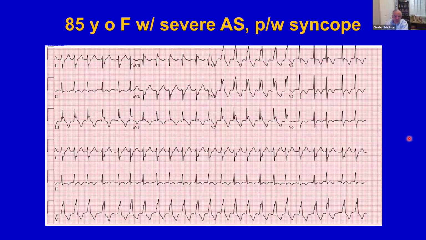Here's an 85-year-old woman with severe aortic stenosis who presented with syncope. And here is her rhythm. It's got a right bundle branch block configuration. Is it regular or not regular?